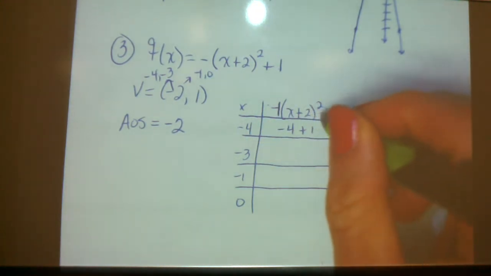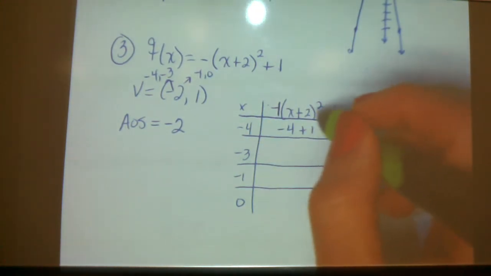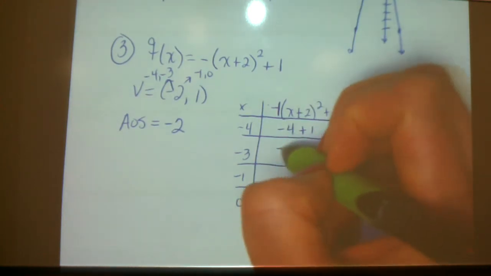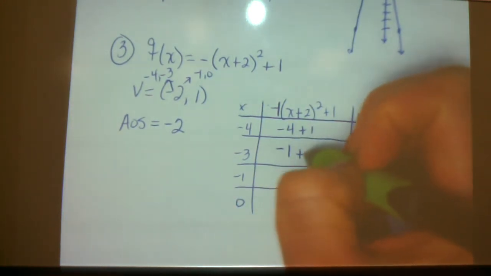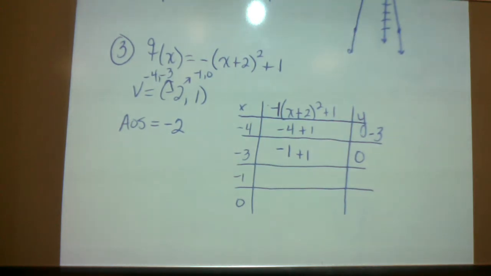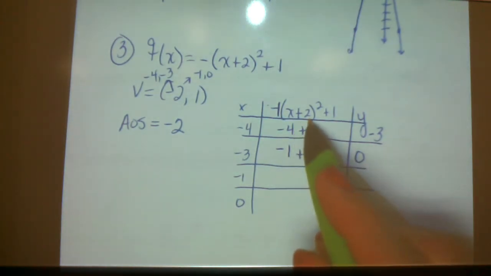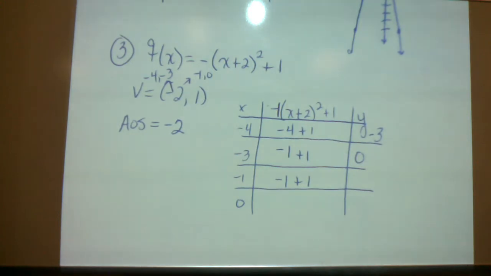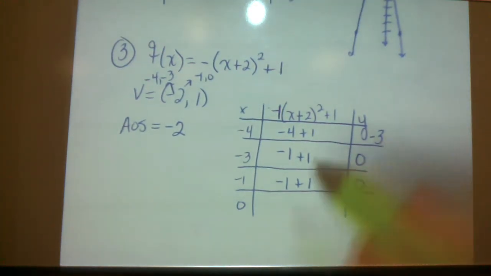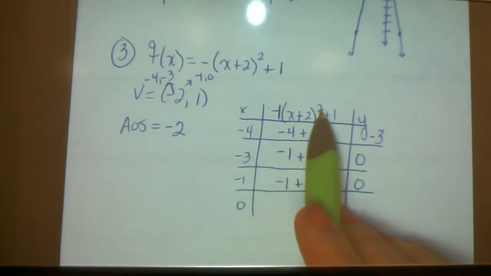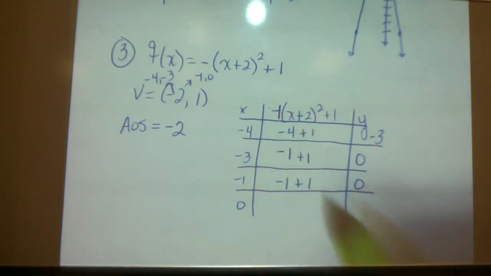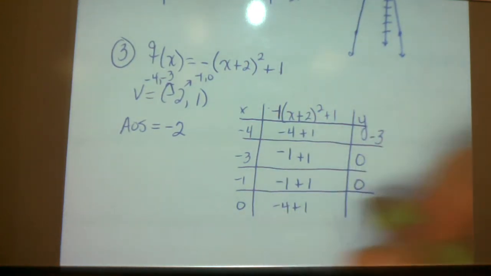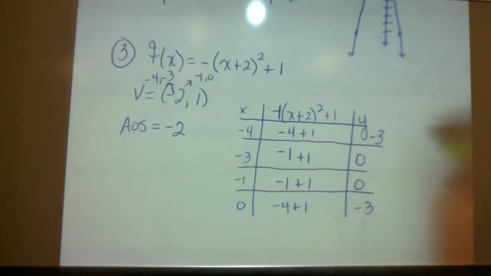Negative 3 plus 2 is negative 1. Negative 1 squared is 1. 1 times negative 1 is negative 1. Plus 1, that's giving us 0. Negative 1 plus 2 is 1. 1 squared is 1. 1 times negative 1. We've got a bunch of 1's going on here. Negative 1 plus 1 is 0. And then 0 plus 2 is 2. 2 squared is 4. 4 times negative 1 is negative 4. Plus 1, that gives us negative 3.